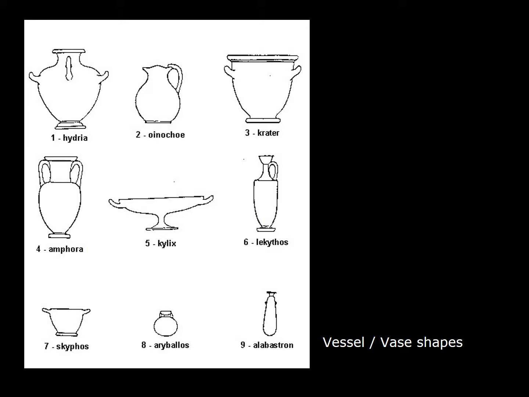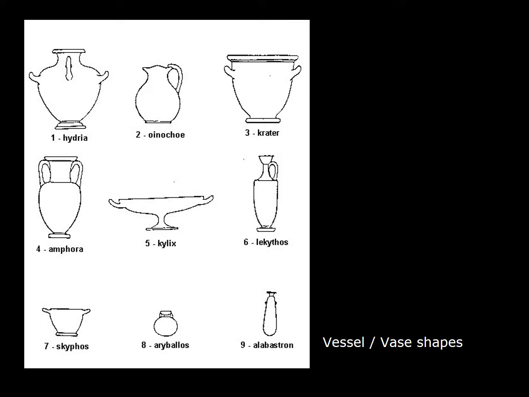The first thing we're going to talk about today is vases. These are vessel shapes. These are some of the most common forms that pottery takes, and you can see they have a number of shapes. Number 2 here is a basic pitcher for pouring. Number 4, the amphora, is a storage vessel. These are the kinds of things we find on ships holding grain or olive oil or wine.